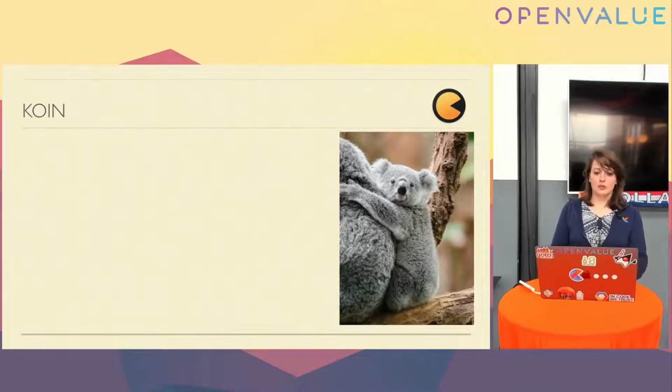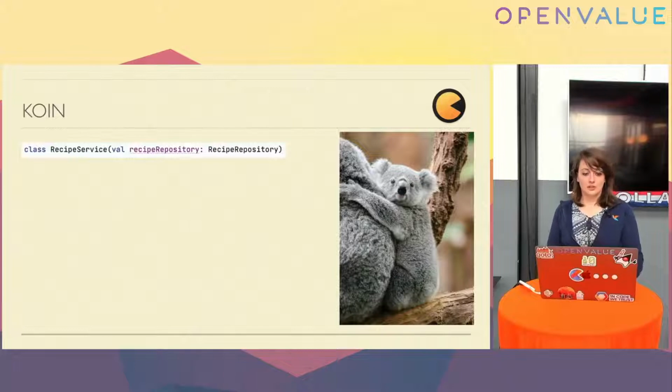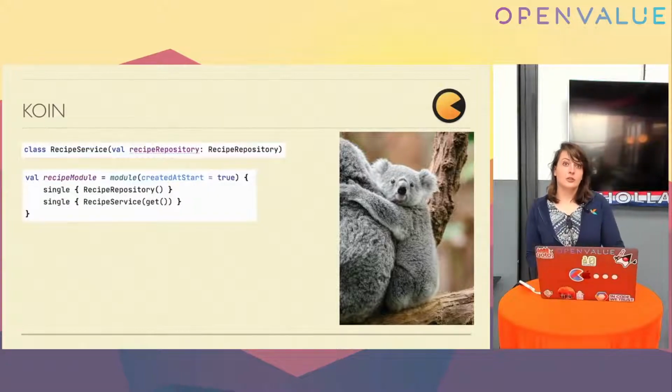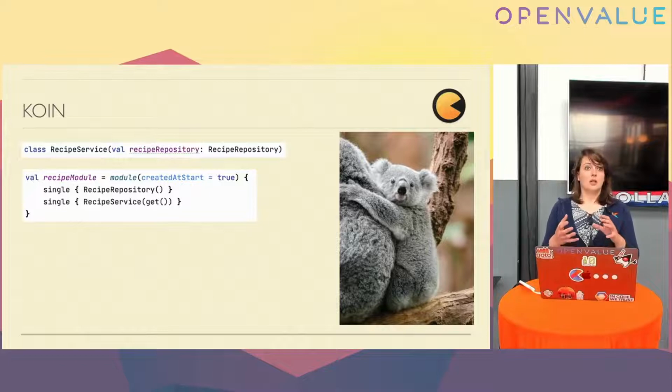So let's have a look at the code, how our code will look if we're using Koin, for instance. In this example, we will have a recipe service, which is depending on the recipe repository, both being beans. In this example, I don't use any annotations whatsoever. I can just declare my class with its dependency, the recipe repository, just in this way. This is fine.